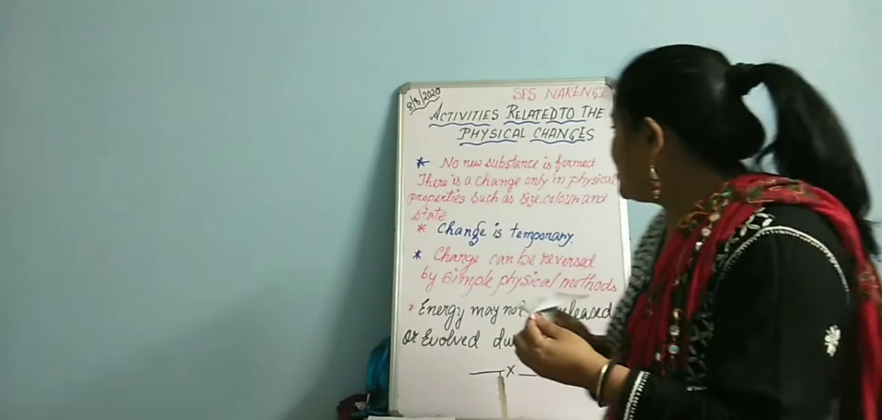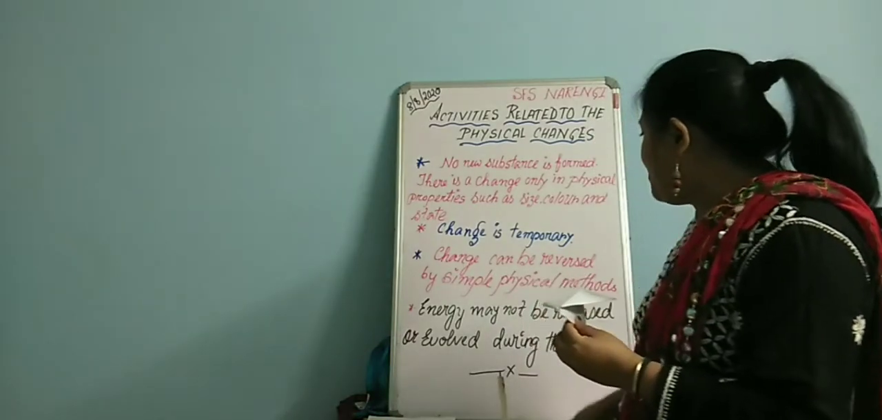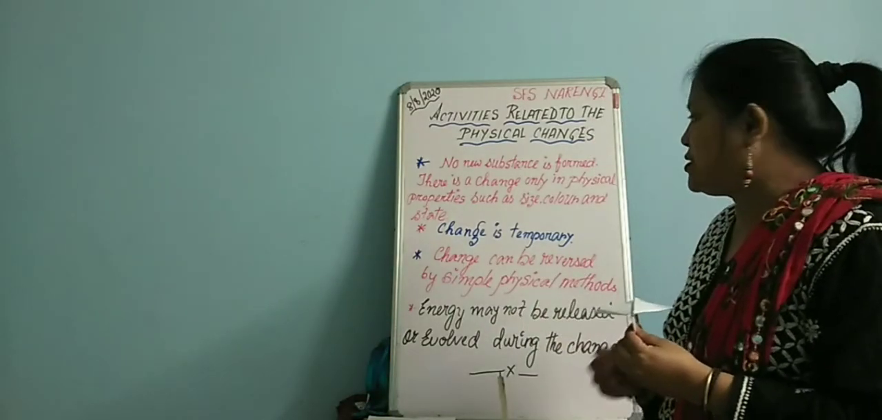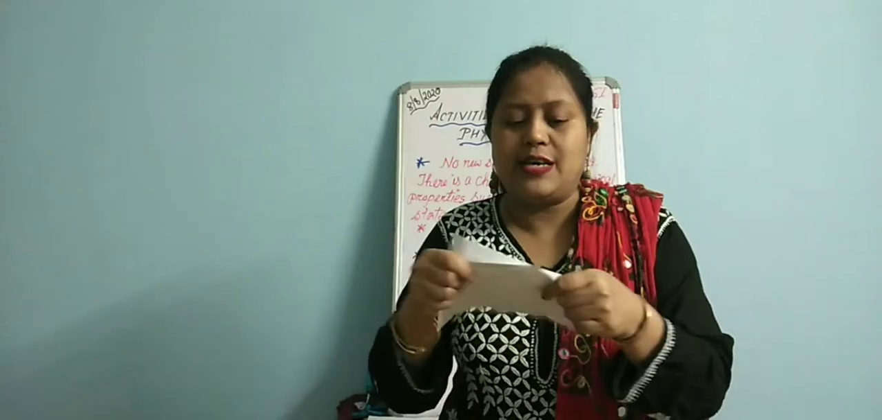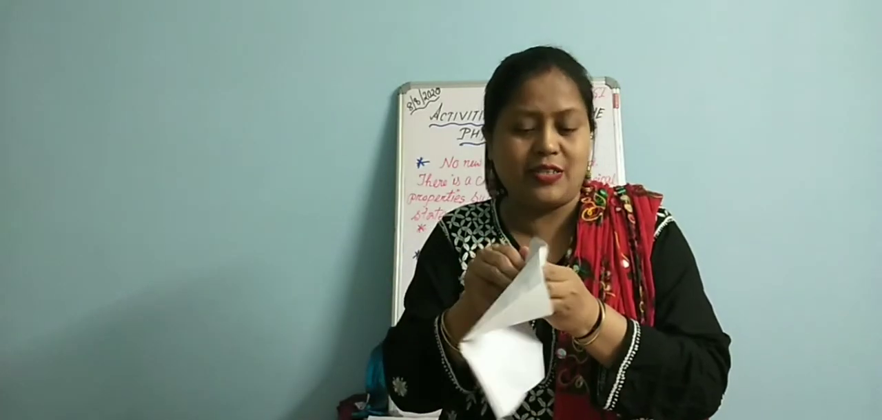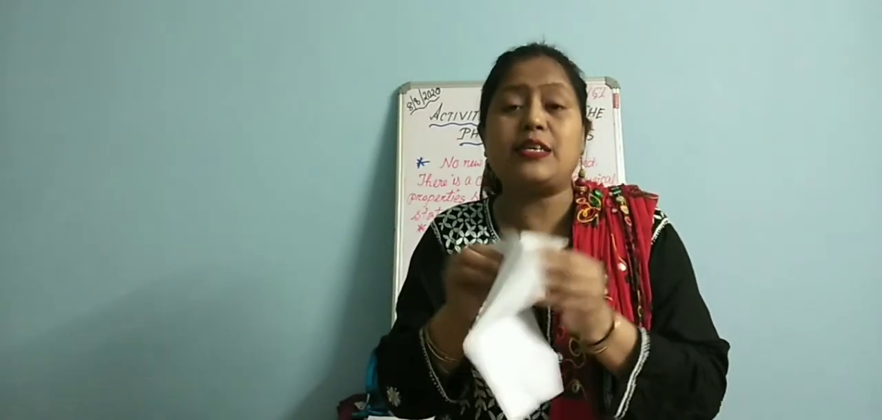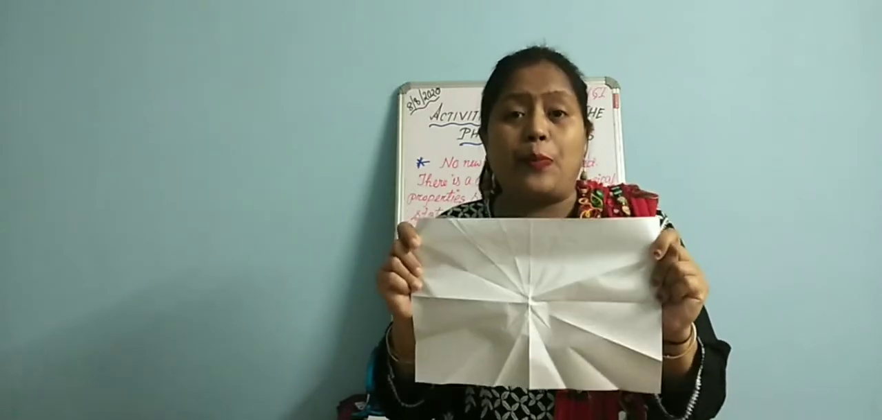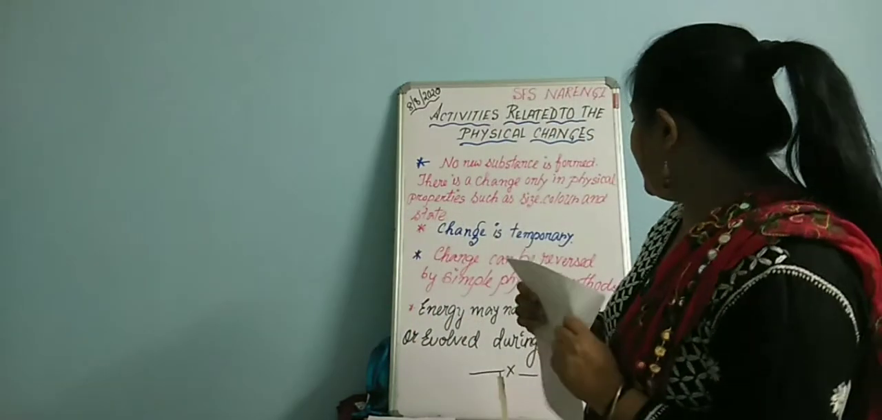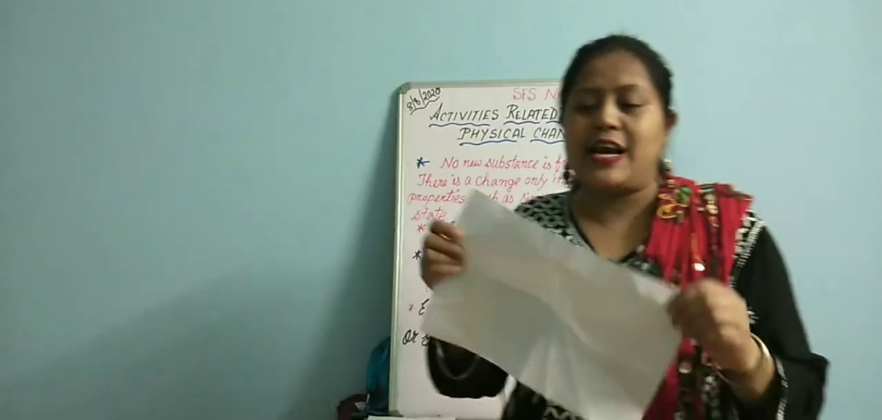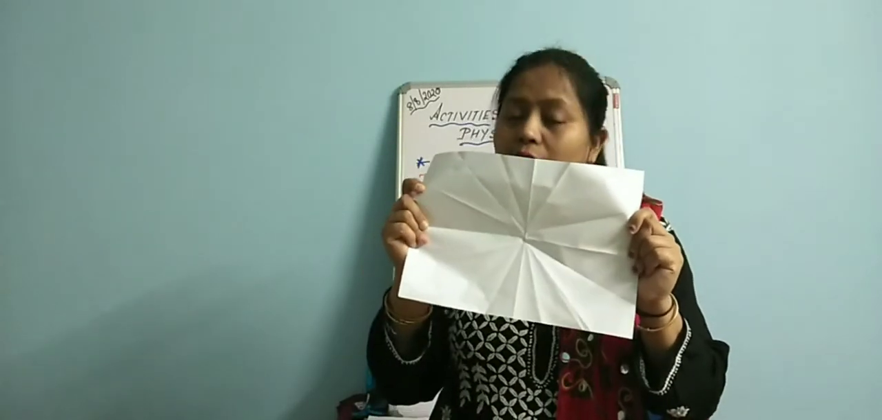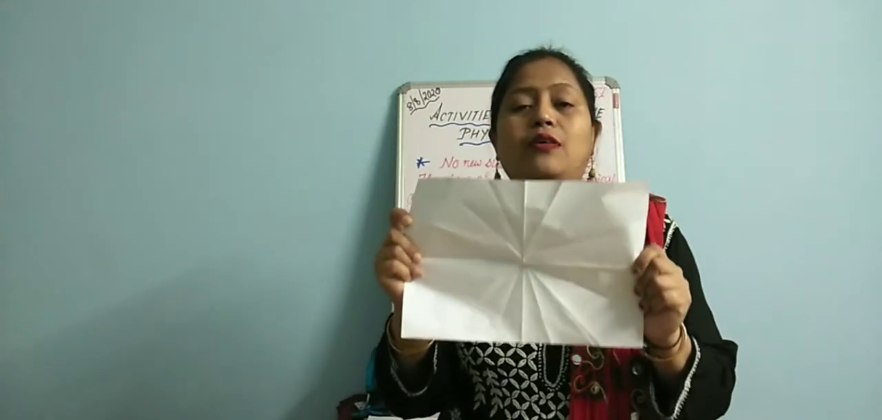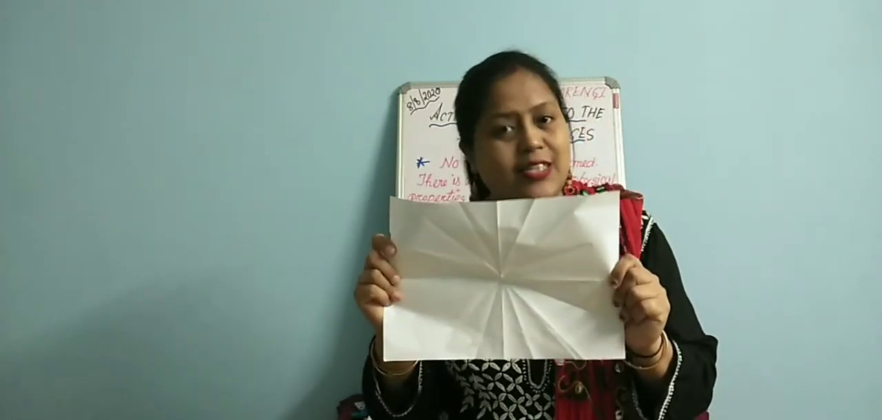Alright. So let's look at the second property. It says that change is temporary. Yes, definitely this change is temporary. I can unfold this paper. I can get back the paper again. And again, it says change can be reversed. Yes, I have got back my paper again. So this is also an example of a reversible change. Clear?